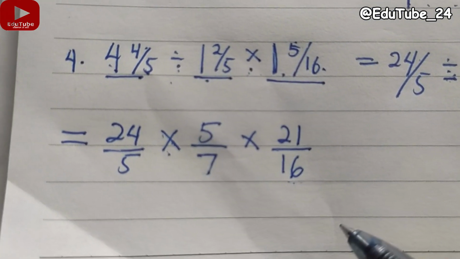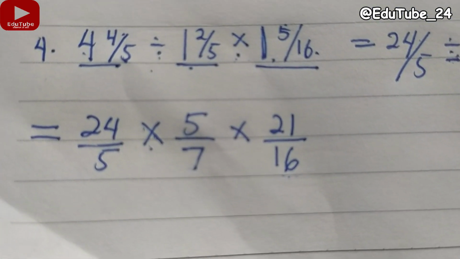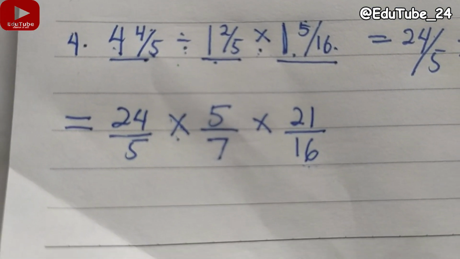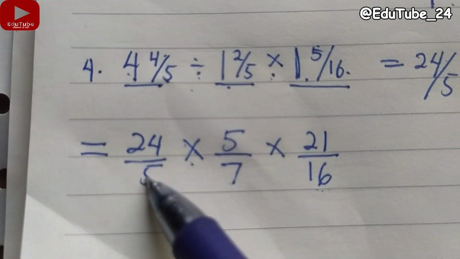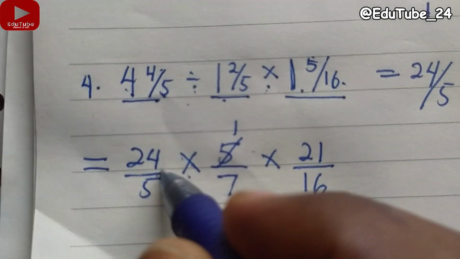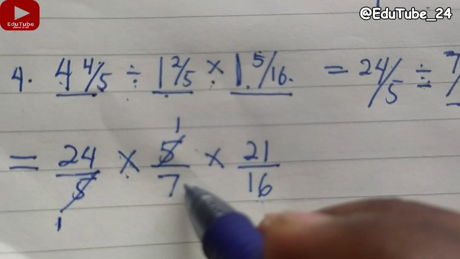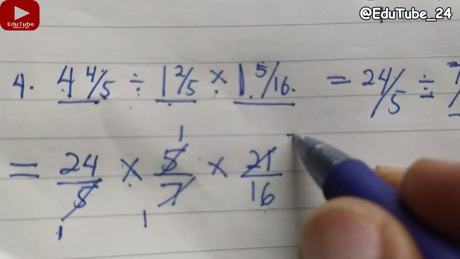Now I can work on this fraction by considering their common factors that can divide in the numerators and the denominator. So if I look across, I will see that 5 can cancel 5. So 5 here 1 and 5 here 1. If I also look across, I will see that 7 can divide 21. So 7 here 1, 7 and 21, that will give me 3.